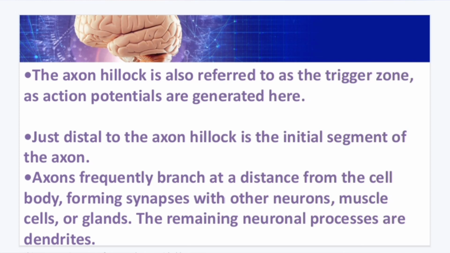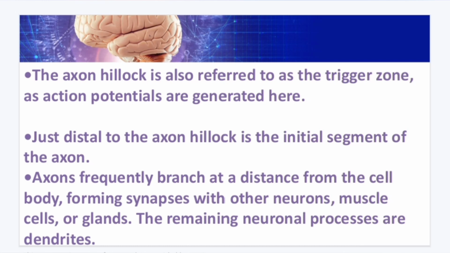And the area of the cell body where an axon originates is called the axon hillock. And this axon hillock is also referred to as the trigger zone. Why? Because in this axon hillock there will be regeneration of the action potentials that are received through the dendrites, and then these regenerated action potentials in the axon hillock are transmitted to the axon for further conduction. And just distal to the axon hillock is the initial segment of the axon, and the axons frequently branch at a distance from the cell body, forming synapses with other neurons, muscle cells or glands.